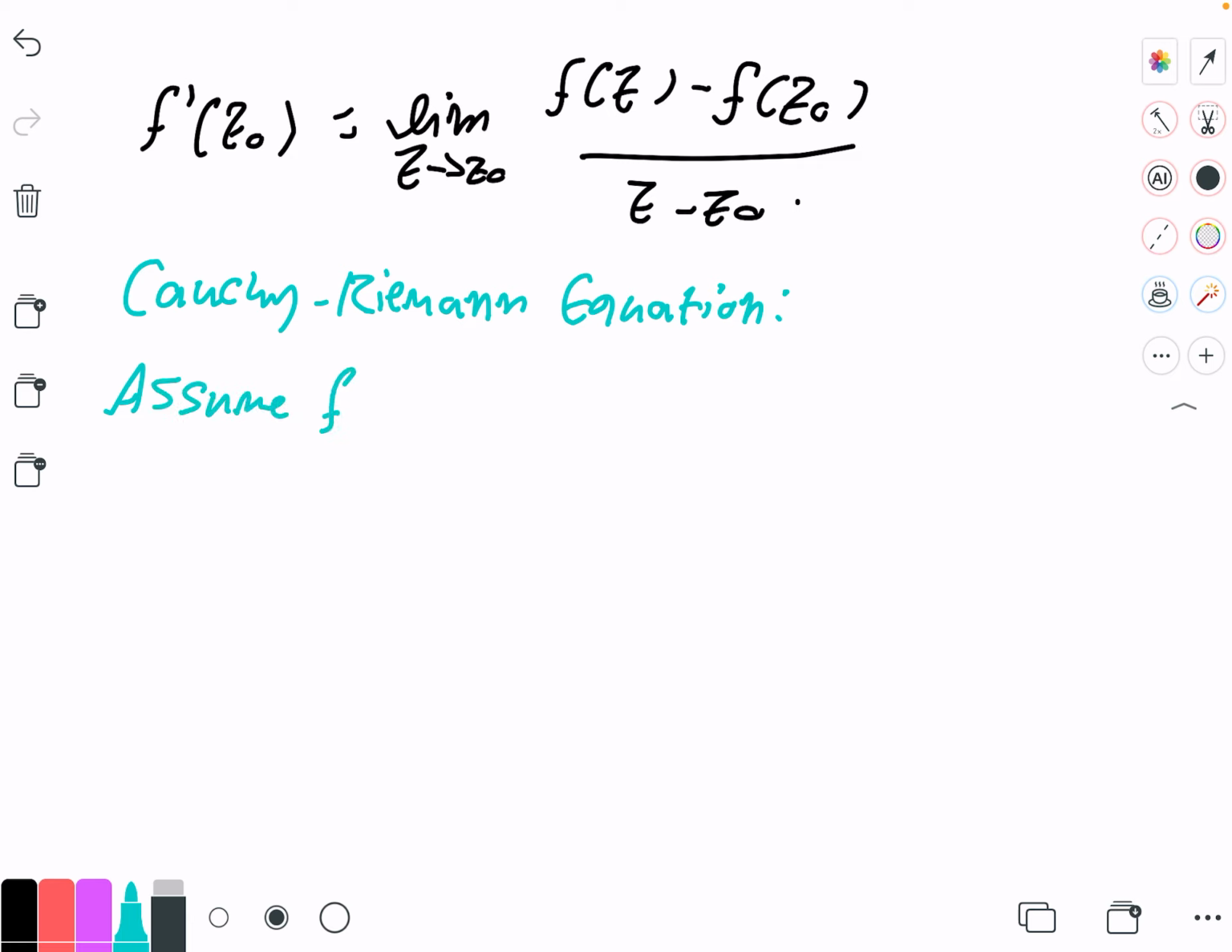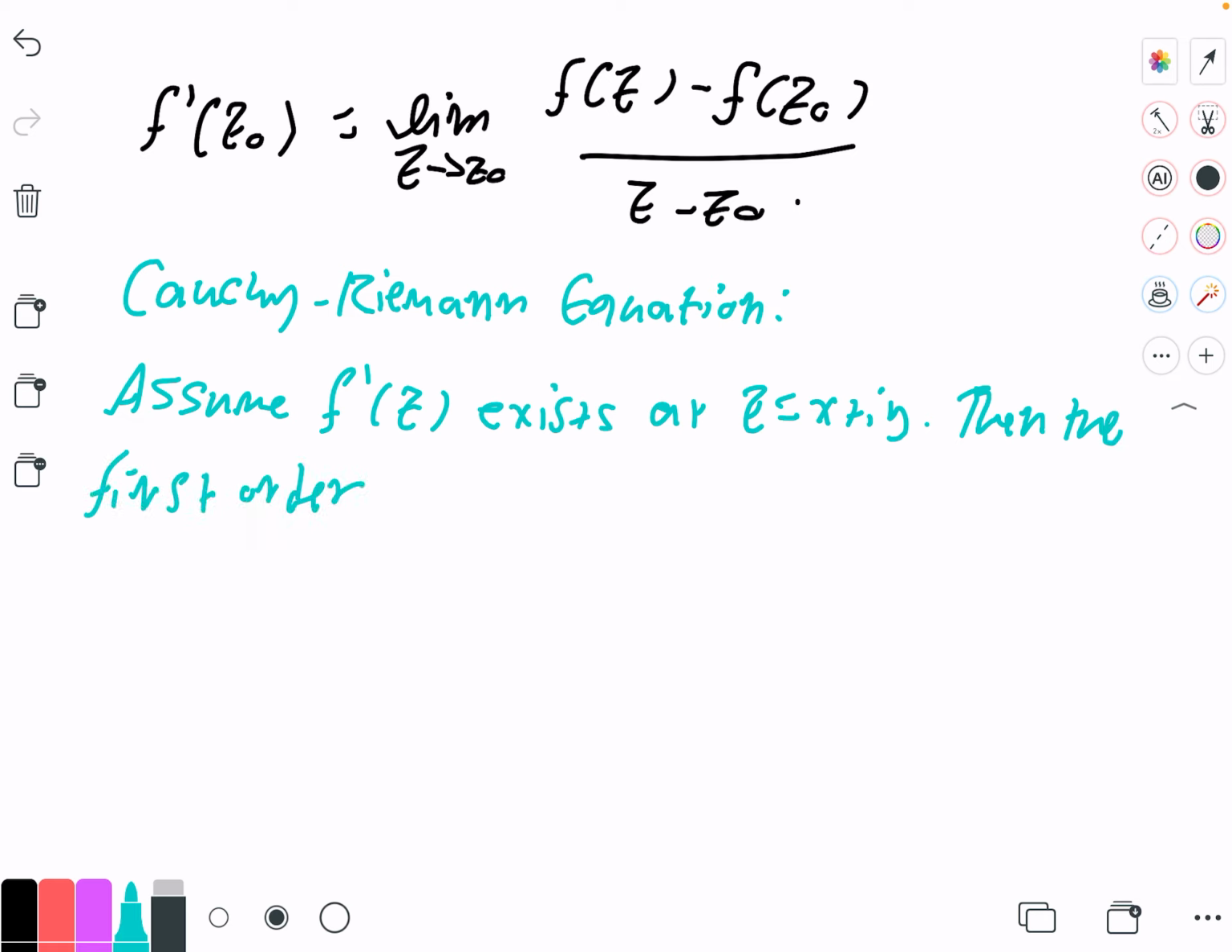So assume f prime of z exists at z equals x plus iy. Then the first order partial derivatives of u and v exist. And remember, these are the component functions of f. And we have the following equation, which will always be satisfied.